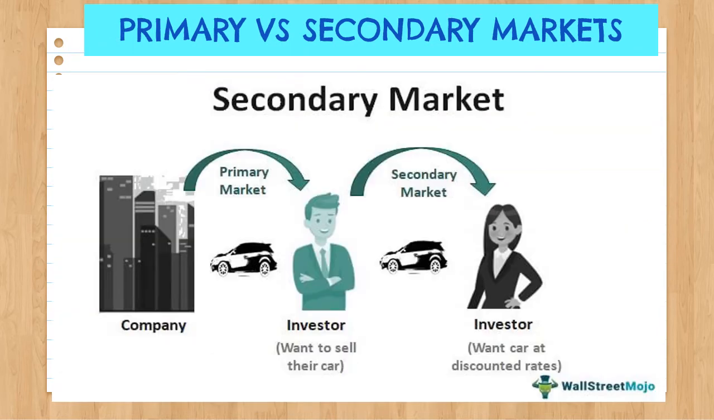For example, we have here a car company. The investors who bought a car from the company here, that is the primary market. And then if the first investors sell the car to another investor, that is the secondary market. The company will no longer care about it.